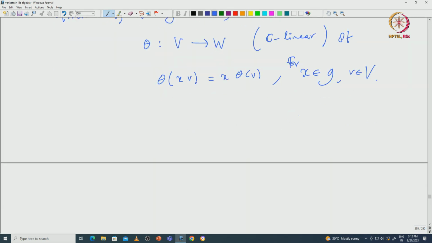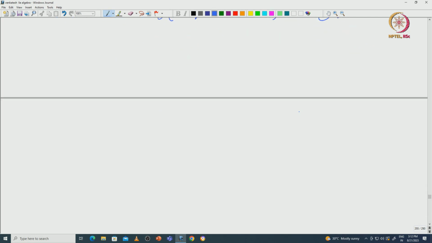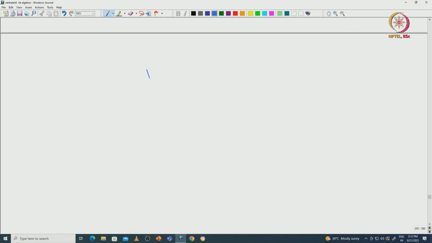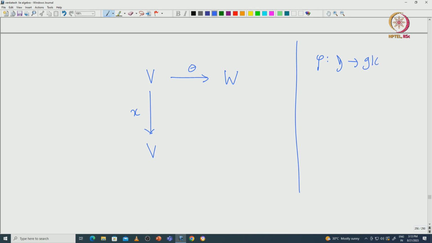So, what does it mean? You have this map theta from V to W, and then you have the action given by the element x. I am suppressing the notation. Let us write it very explicitly. Let us say phi_1 is the representation defined on capital V, and phi_2 is the representation defined on capital W.